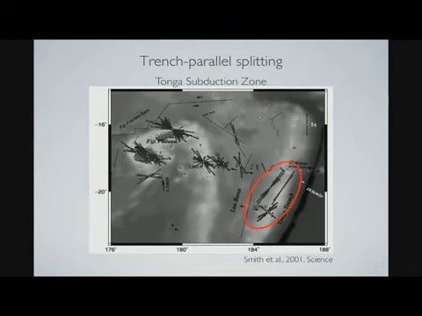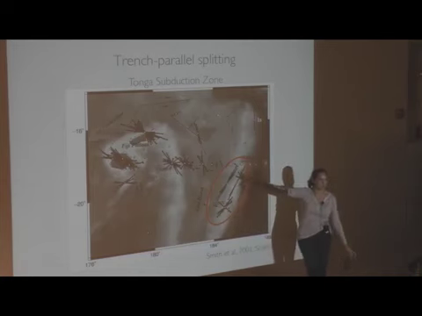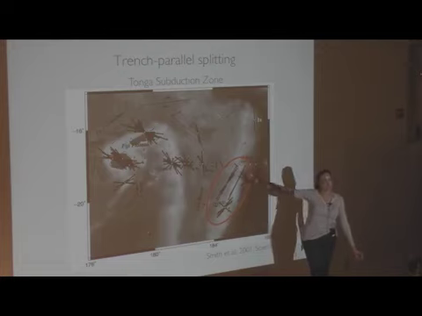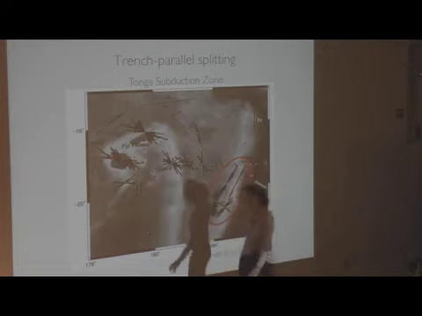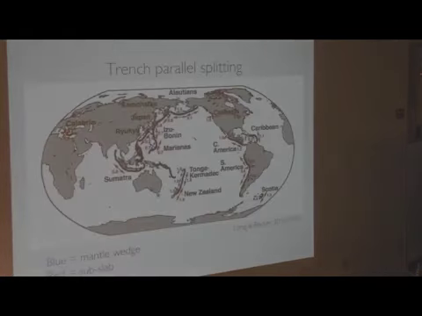This is the Tonga Trench over here. This is a figure from Smith et al., 2001, which Doug is a co-author on, so you can ask him questions about it. But the main observation I want to highlight is this trench parallel splitting that was observed. In this case, this is on the mantle wedge side, but the observations have also been made on the opposite side, and they are also counterintuitive.